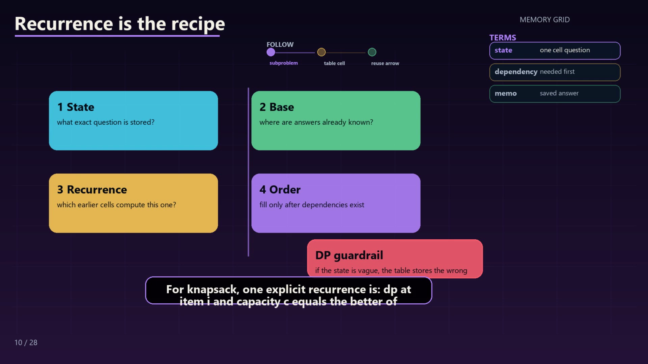For Knapsack, one explicit recurrence is, DP at item I and capacity C equals the better of skipping the item or taking it if it fits. A state must include every detail that can change the answer. If capacity matters, capacity belongs in the state. If position matters, position belongs in the state. Missing one detail makes two different problems share one misleading cell.